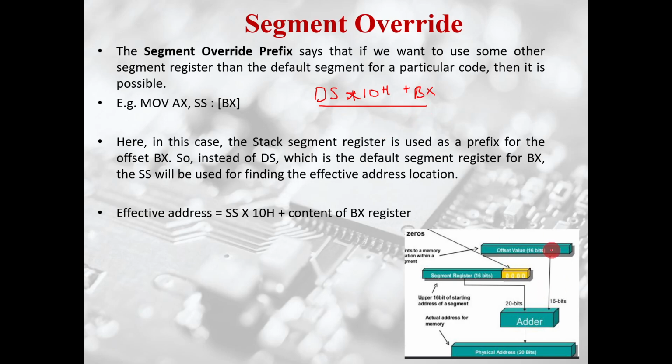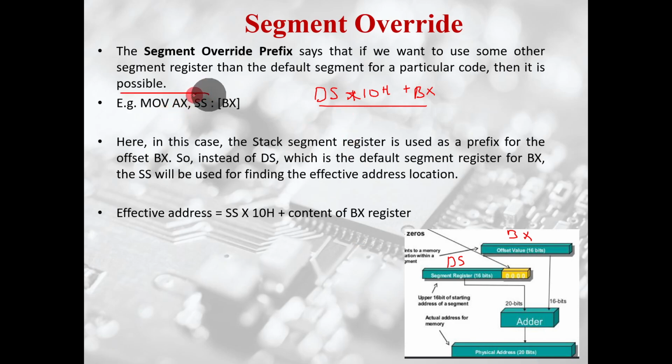Whatever is the value in the BX register plus whatever is in the DS register times 10 hexadecimal is nothing but placing the data of the DS register here with four zeros after it. If these are the 20 bits, the contents of the DS register are placed here, the least significant 4 bits are kept empty, and then you add the contents of BX and generate the physical address.